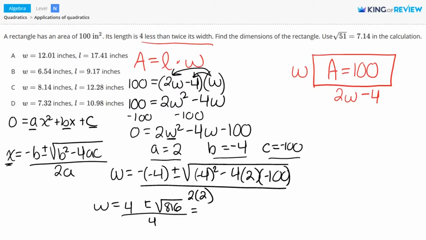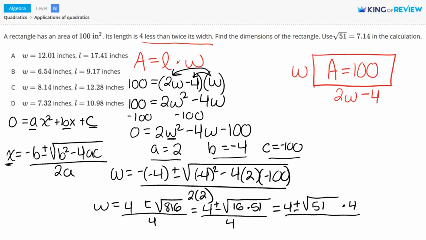And further simplifying, we get 4 plus or minus the square root. Now 816 is the product of 16 and 51. So we get the square root of 16 times 51, and this is all divided by 4. And now we have 4 plus or minus the square root of 51, and this is times 4, because the square root of 16 is 4. And this is all over 4.